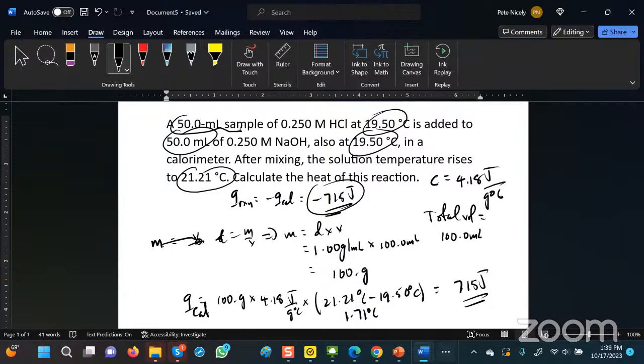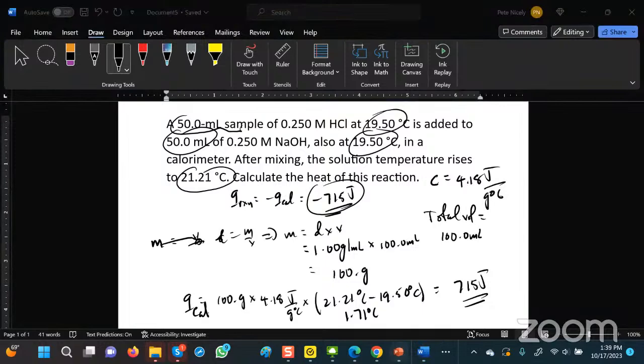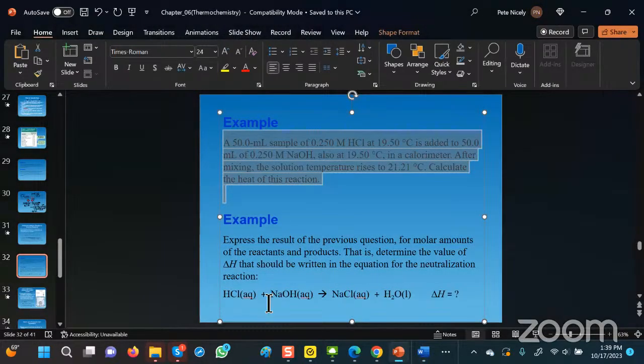Okay, now the other question that's asked on the same slide, going back to the PowerPoint slide here, is dealing with the same reaction, but this time it says you are to determine the value of delta H based on the equation, right? And you'll notice in this equation here, there's a 1-to-1 mole ratio between the sodium hydroxide and the hydrochloric acid. So basically what you need to find is delta H based on 1 mole of each of these. Now, according to the question, the volume is 50 mL for each of them, and the molarity is 0.250 M.